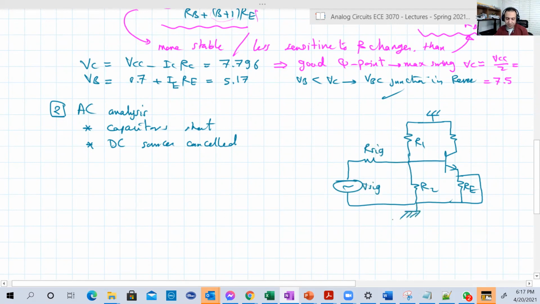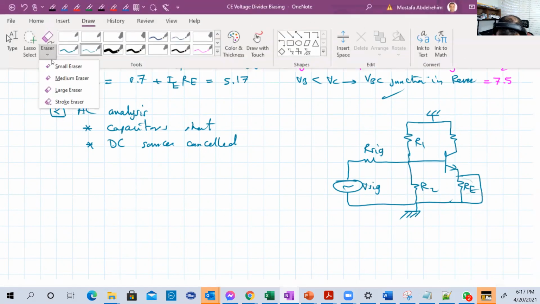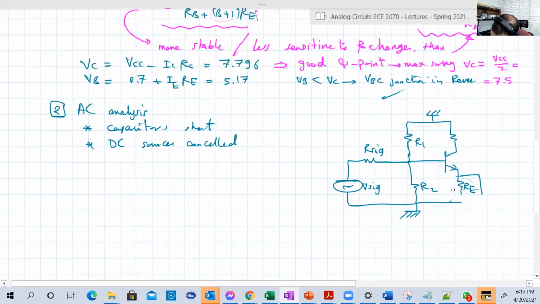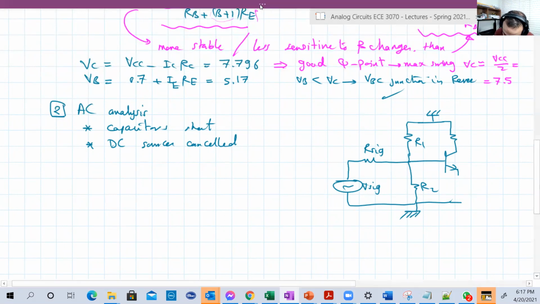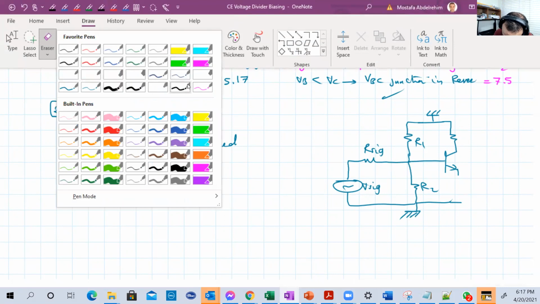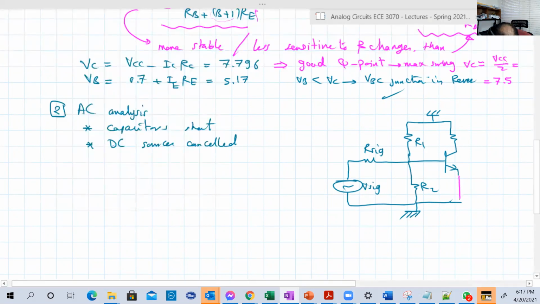And of course, since you have here a resistor in parallel with a short, with 0, the overall will be 0. Let's do it in another color to show you guys that this was basically equivalent to another thing: RE parallel with 0 ohm. Okay.